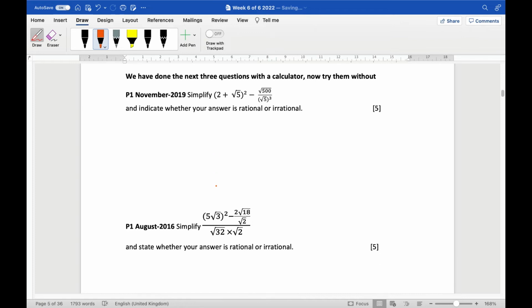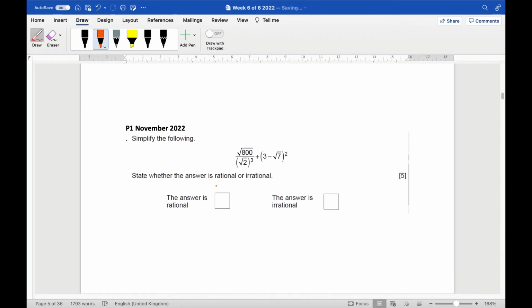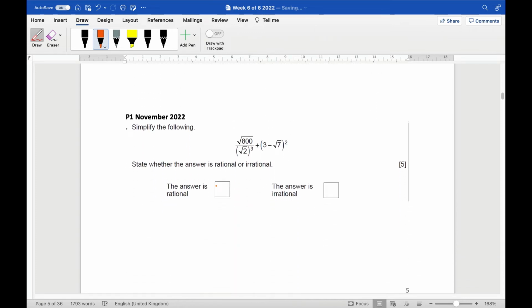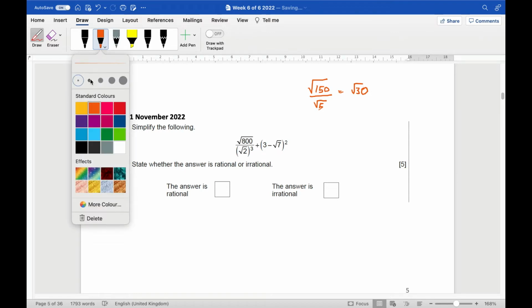To be fair, the first and last one look fairly similar, okay? The big thing is we can divide surds. So that's absolutely fine. That would be the square root of 30. I wonder if I can make my pen any thinner. No.